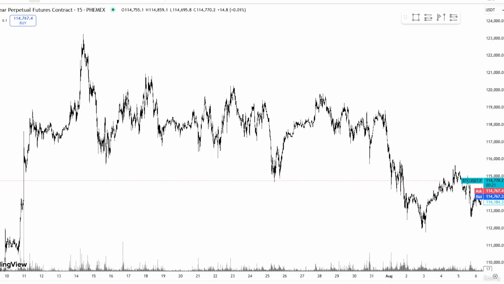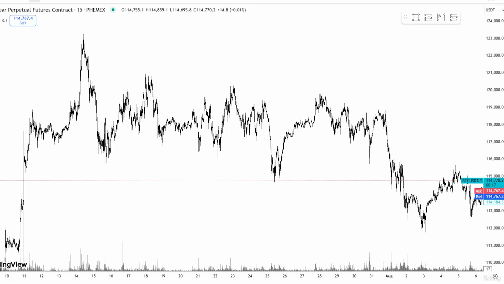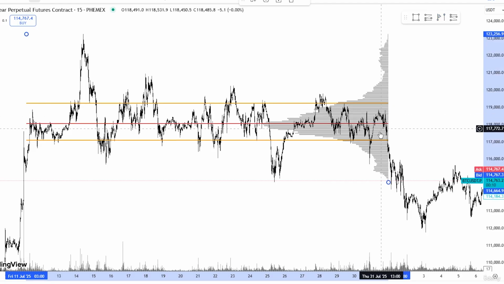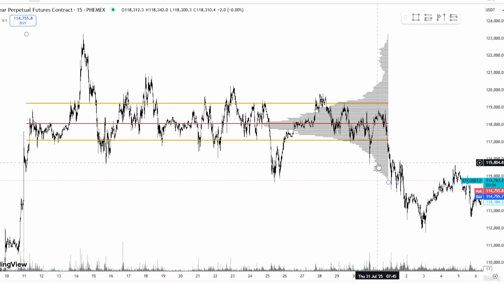Now let's say I want to know where the most volume was traded in this range. I'll take the fixed range volume profile and stretch it from the beginning to the end of this range, and voila, I can see the exact price level where the most contracts were traded and where the highest activity occurred.